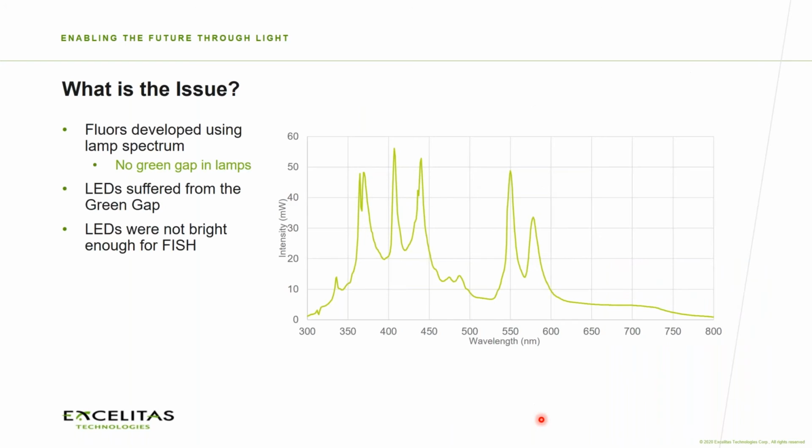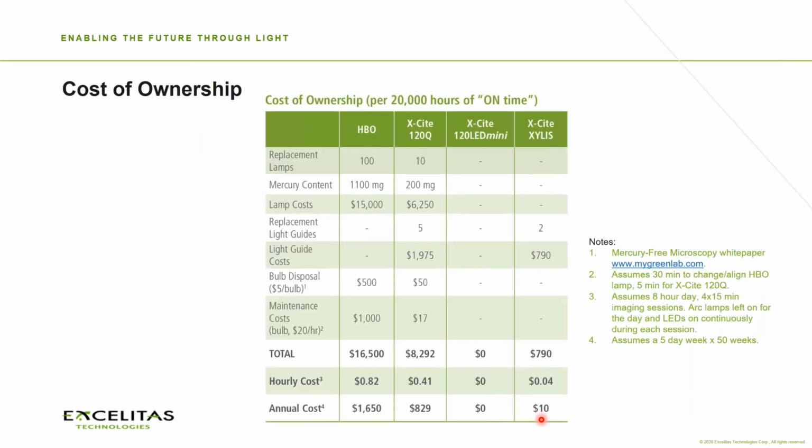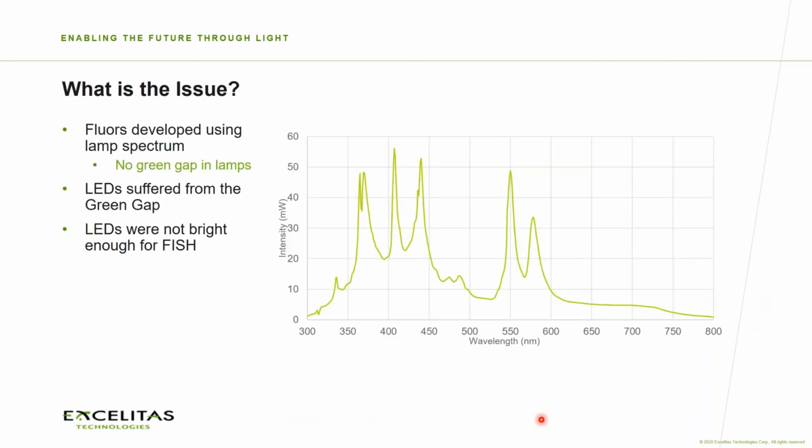So what's the issue? Look at this slide here. It's a no-brainer. Why hasn't everybody moved over to LEDs? Well, we did try early, like 2010 is when I first launched an LED product from Excite. It has its challenges, but the major challenge was that this is a spectrum of a mercury lamp, and these have been used for decades and decades.